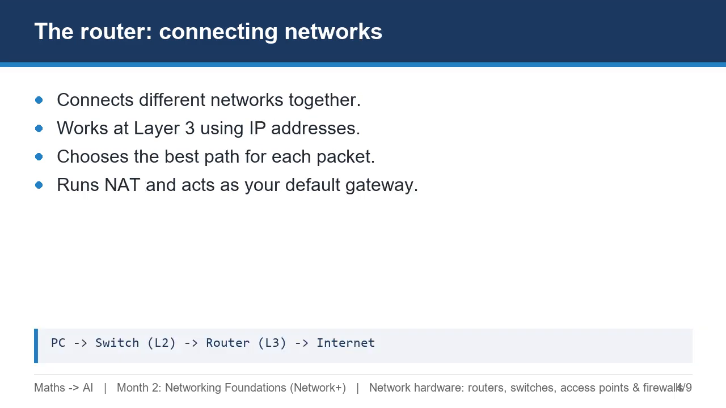Next, the router. While a switch connects devices inside one network, a router connects different networks together. It works at Layer 3 using IP addresses, and it chooses the best path for each packet to take. Your home router's main job is to forward traffic between your private network and the internet. It also runs NAT, sharing one public address among your devices, and it acts as your default gateway.